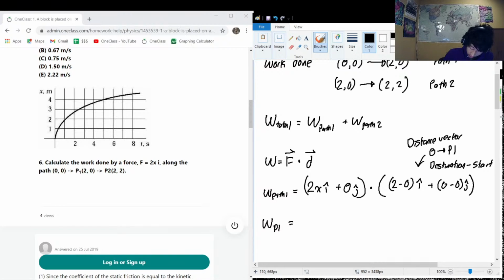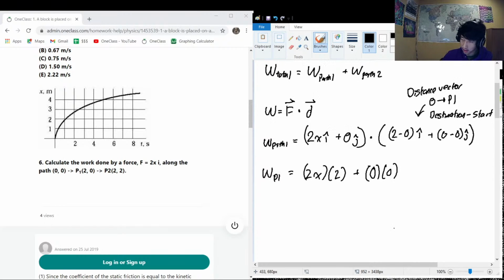So the dot product of this is going to be 2x times 2 plus 0 times 0. I know we don't strictly need to write that, but just be formal with the dot product definition. It's going to be like this. So the result of work from path 1, well, that's just going to be 4x. Okay, so that's the first part of our stuff.